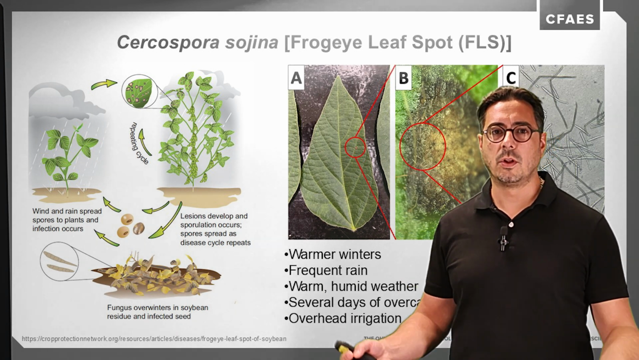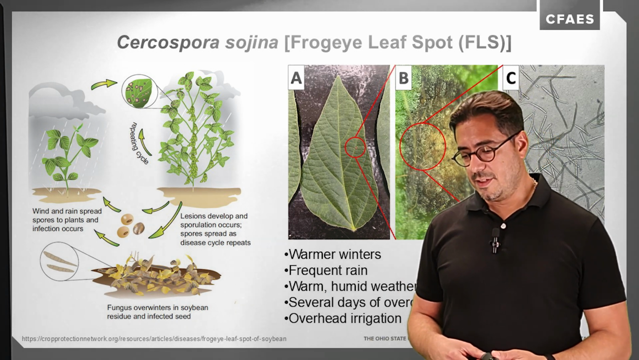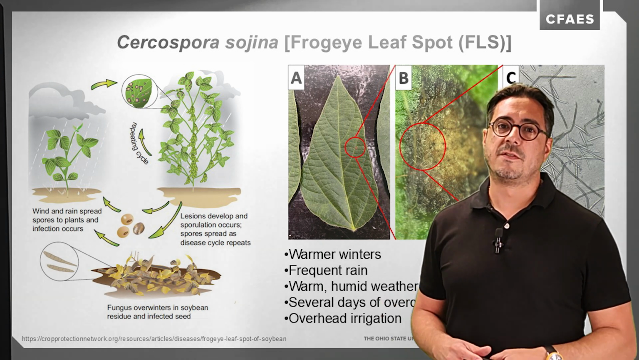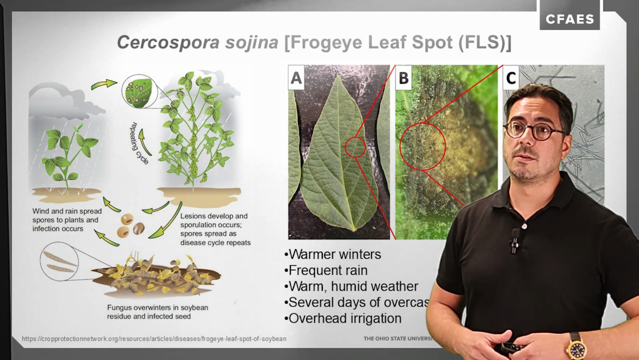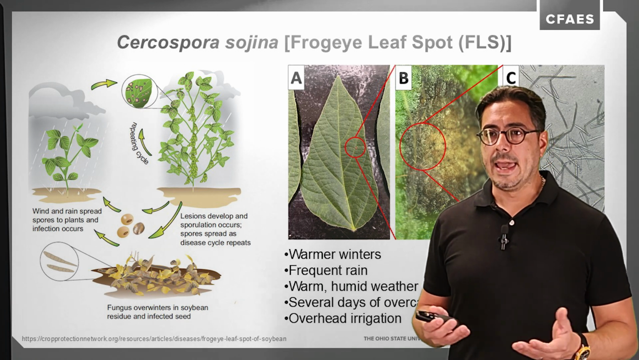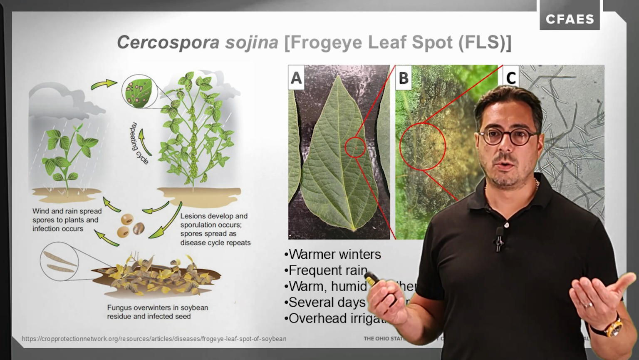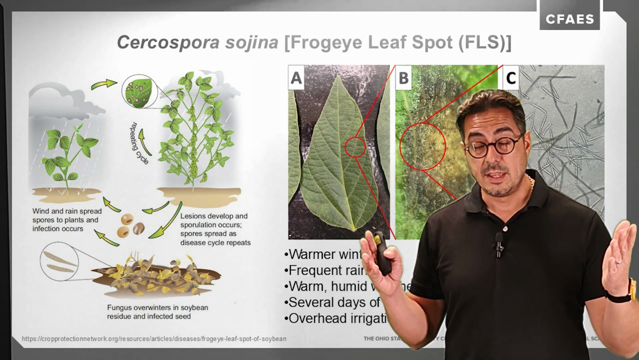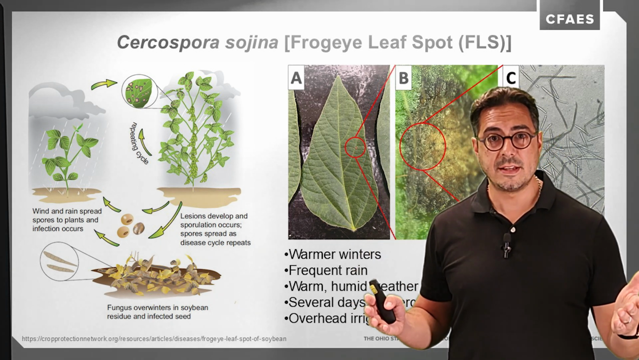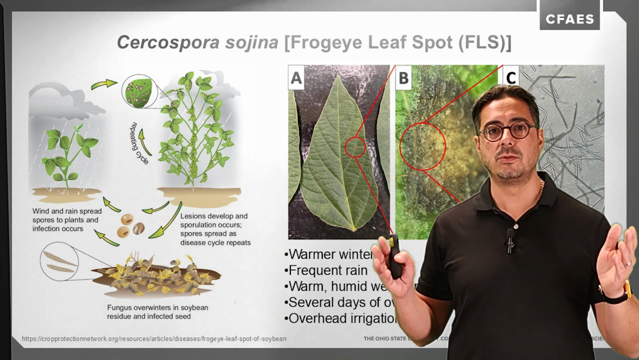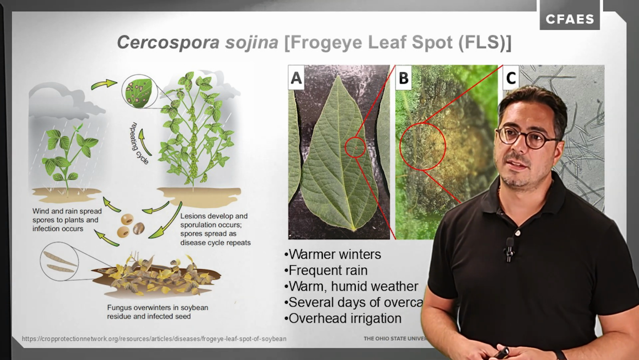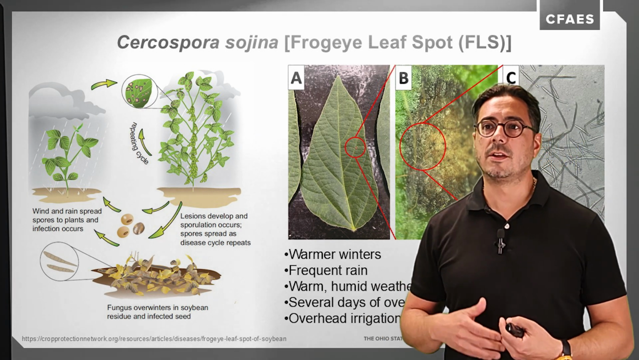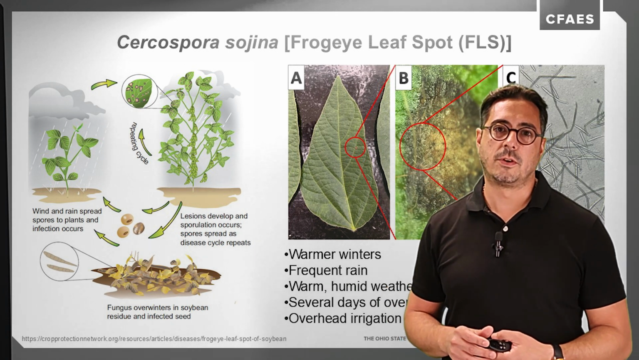The pathogen will overwinter, and if the previous winters were not that cold, it may survive and will serve as the first inoculum for this season. Again, when frog eye shows up between R3 and R5, that's where our yield is most compromised. That's when we really want to protect our soybean from this disease. We strongly recommend walking these fields and scouting for this disease.